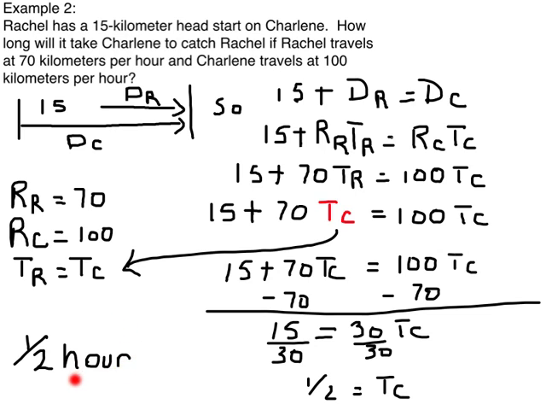So it's going to take Charlene 1/2 hour to catch up to Rachel because she's going 30 kilometers per hour faster.